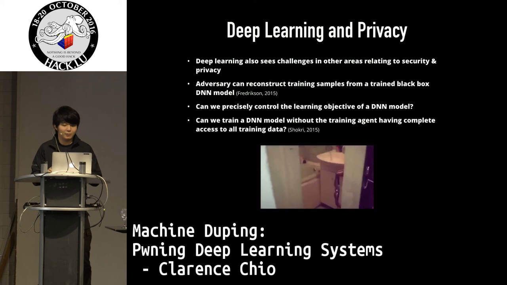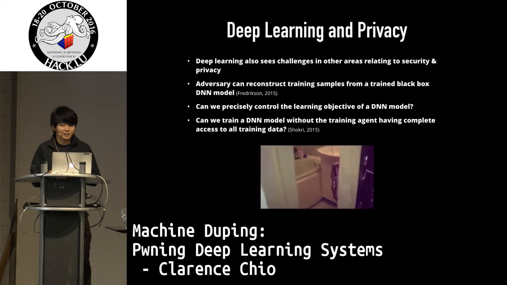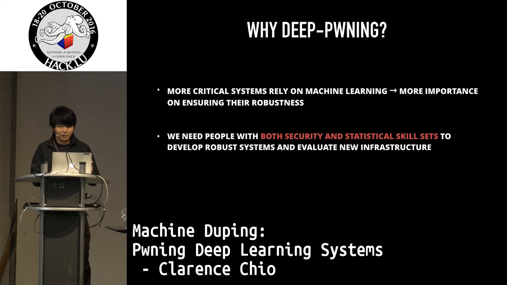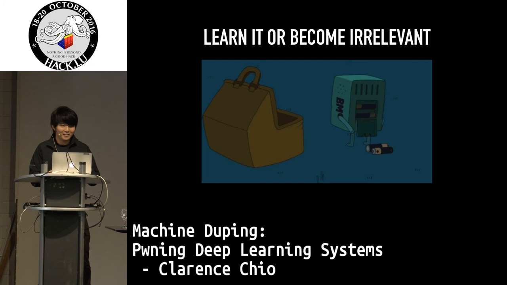So can we precisely control the learning objective of these models? Can we train the model without having complete access to training data? These are interesting research questions that I think have to be solved before we can actually rely heavily on machine learning in everyday systems. So this is important because more critical systems rely on it, and we need people with both statistical and security skill sets to develop robust systems and evaluate these infrastructures. So in other words, I think you should learn it. In the next 5 years, it's going to be very important, and that's all I have.